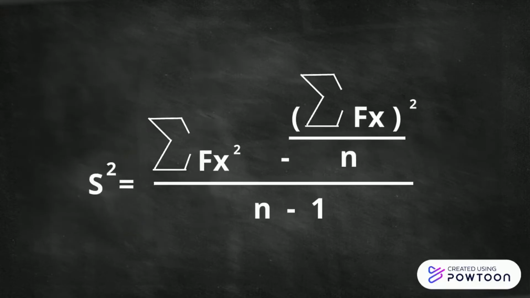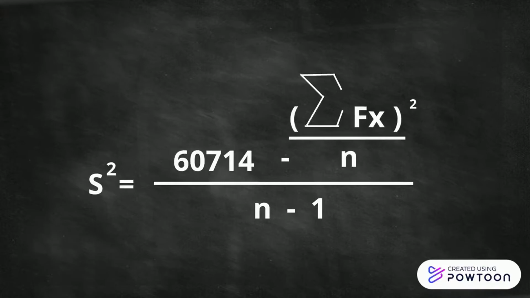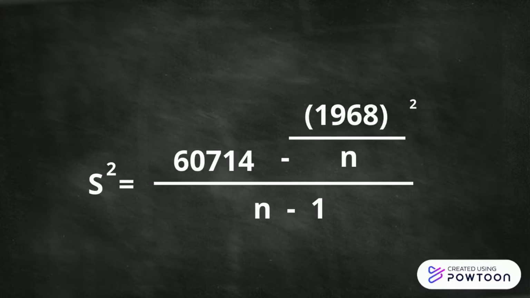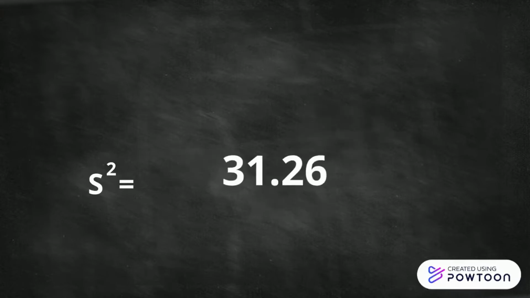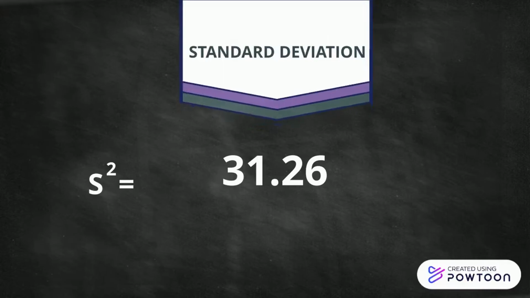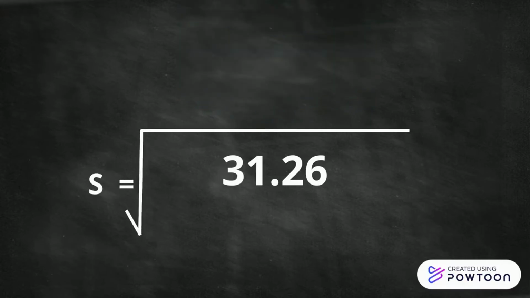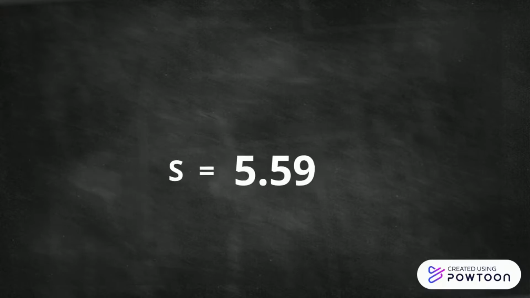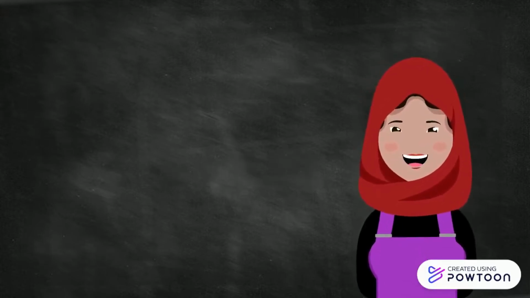So, let us apply the formula with the data we got. Sum of fx squared is 60,714. Sum of fx is 1968 and n is 66. We got 31.26, which is the variance of this data. Hence, in order to get the standard deviation, we need to move the power of 2 and make it a square root of 31.26. Till we finally get the answer 5.59 for the standard deviation. Yay! We are done solving these two problems by using our two secret keys.